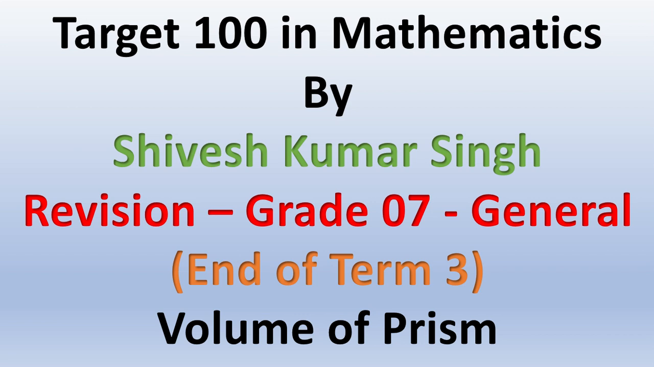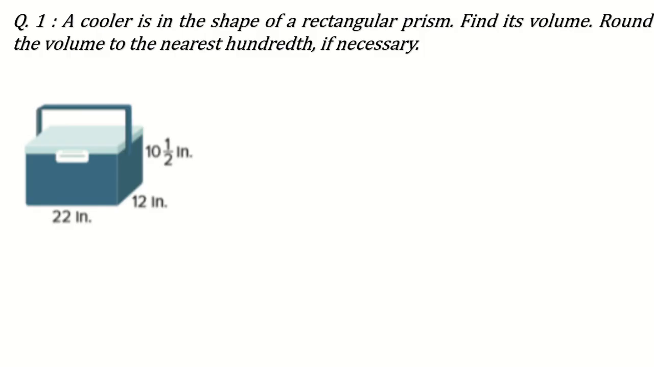And today we are going to talk about volume of prism, which is a topic in revision for grade 7. Let's start the lesson. These questions will deal with a rectangular prism, or sometimes it is also called a cube or cuboid. A cooler is in the shape of a rectangular prism. Find its volume, round the volume to the nearest hundredth if necessary. Okay. Now, what can we do here?